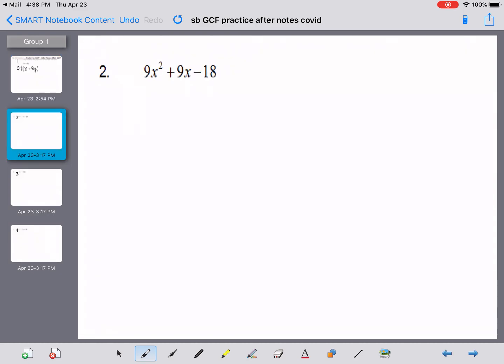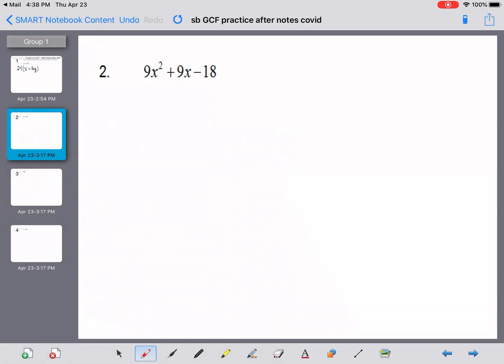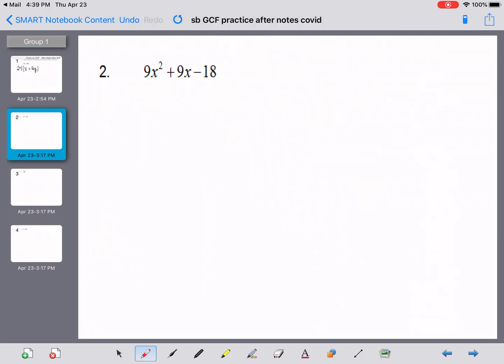Problem number 2. 9x squared plus 9x minus 18. Well, we're looking for the biggest number that divides into both 9, 9, and 18. We don't have to worry about the x's, because there's an x squared and an x, but the 18 doesn't have a variable. So the biggest number that divides into 9, 9, and 18 is 9.